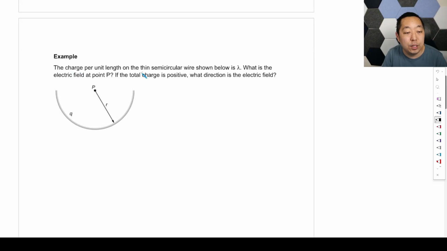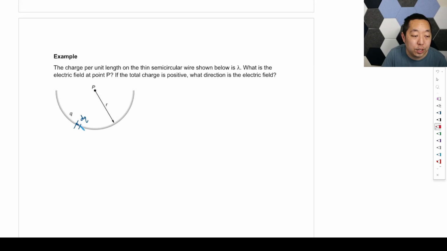So if the charge per unit length on the semicircular wire shown below is lambda, what is the electric field at point P? If the total charge is positive, what direction is the electric field? First step, we're going to chop it up into little pieces. We chop out a little piece here and call it dq. Let's assume the density is positive, though we don't know whether it's positive or negative.